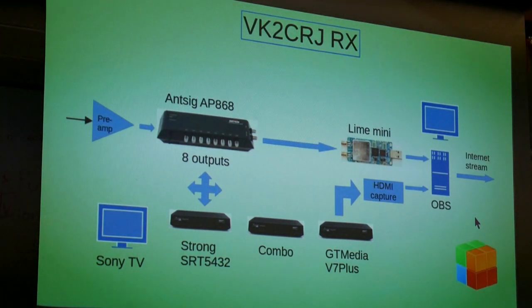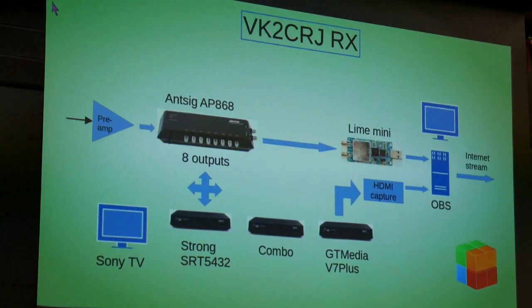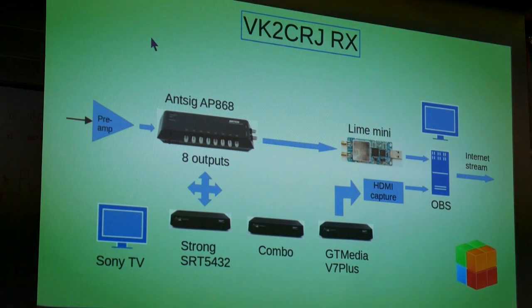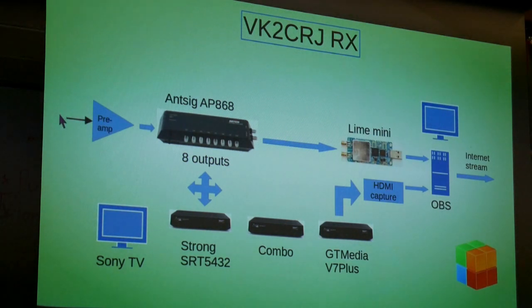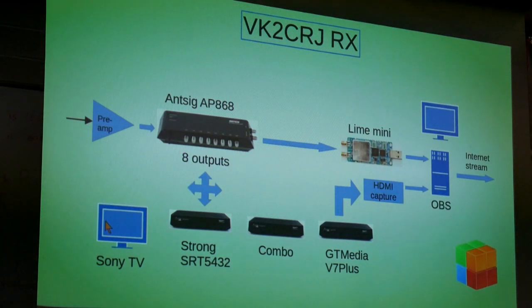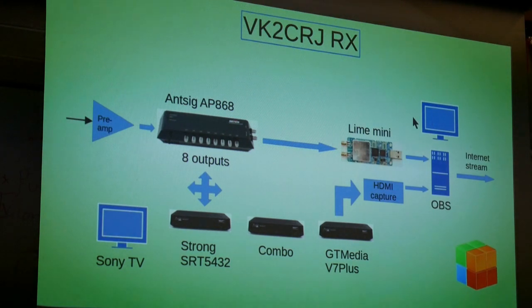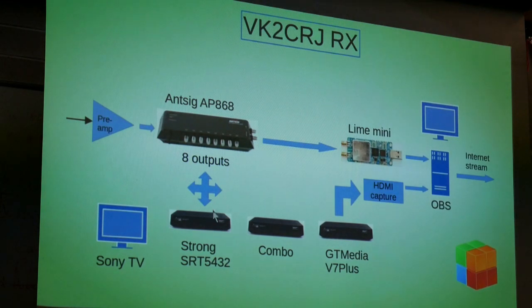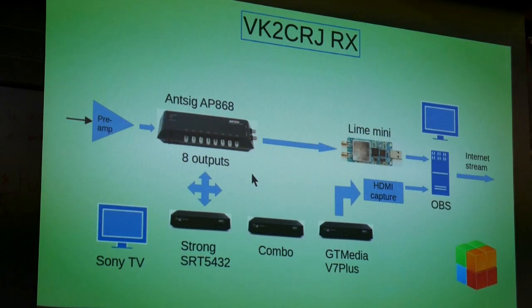This is what I used to have. I've still basically got this, but at my place. So I've got 70 cm coming in here. It goes through a distribution amplifier, which means I can send it off to a whole bunch of different receivers at the same time, including the TV. It also goes into a LimeSDR Mini. So with my setup at home, I was able to compare these different receivers all working off the same signal.